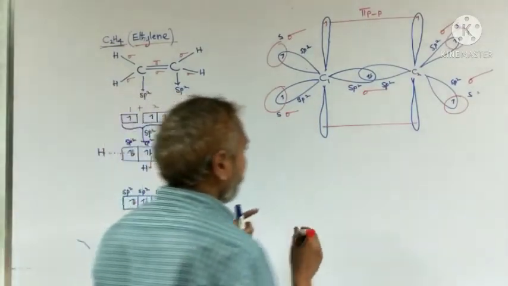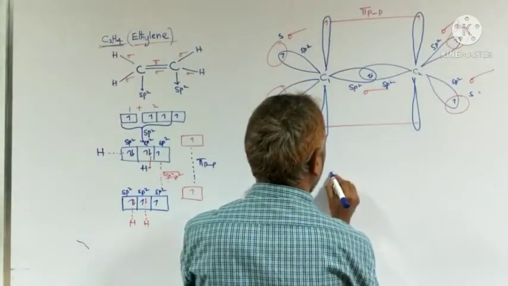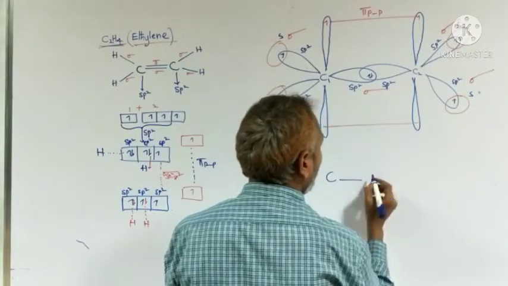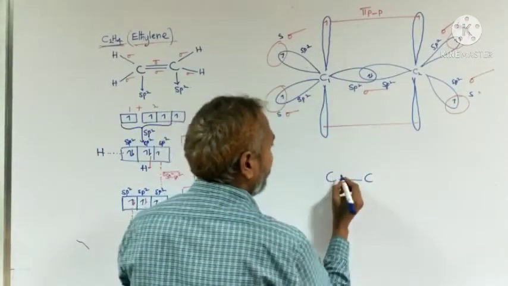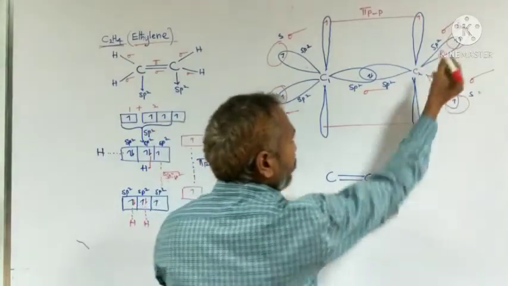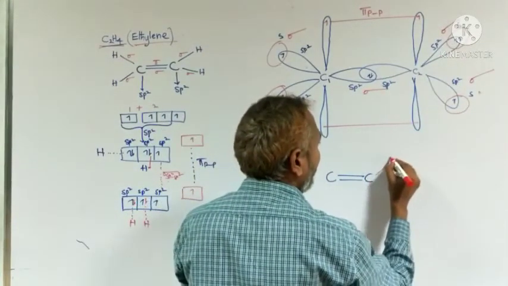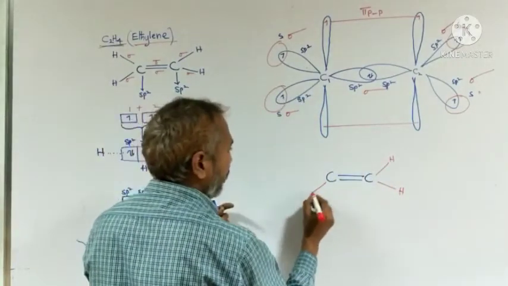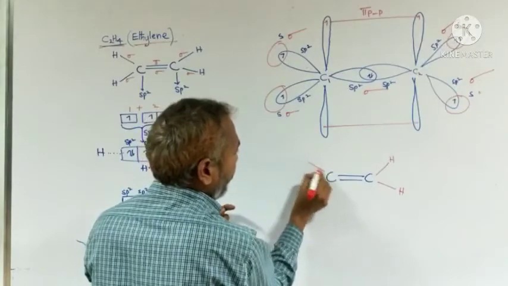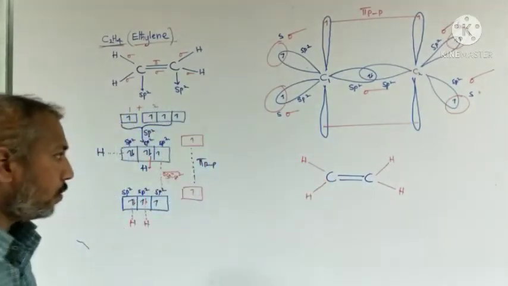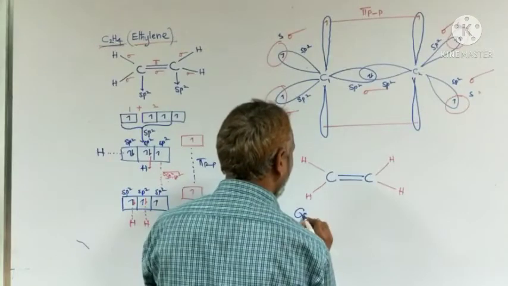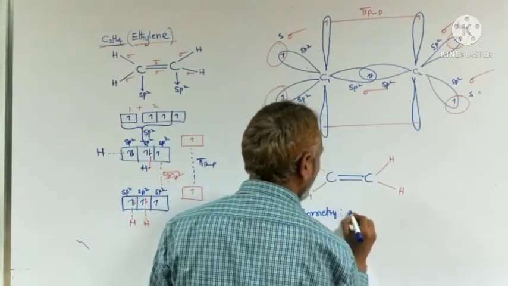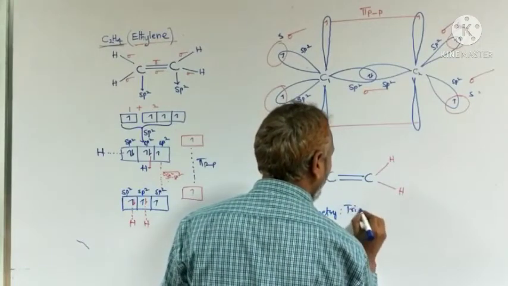Now write the molecular structure like this. C1 carbon, how many bonds? 1 sigma bond, and next one pi bond. How many sigma bonds? Next is hydrogen, and here also hydrogen. Now geometry. What is the geometry of ethylene? The geometry is trigonal planar.